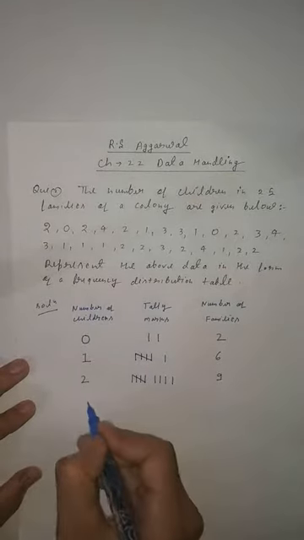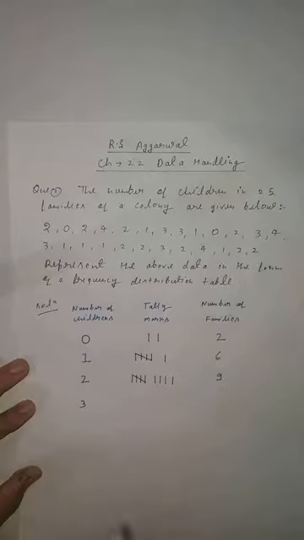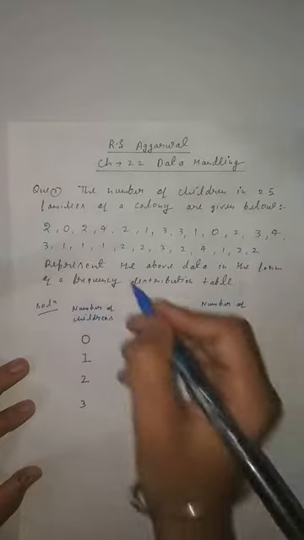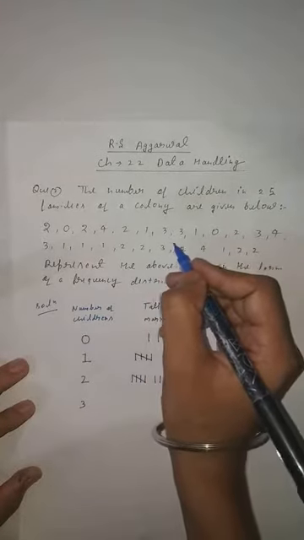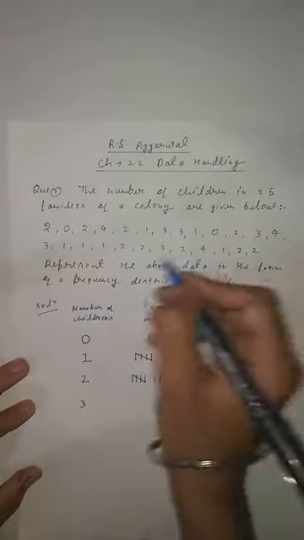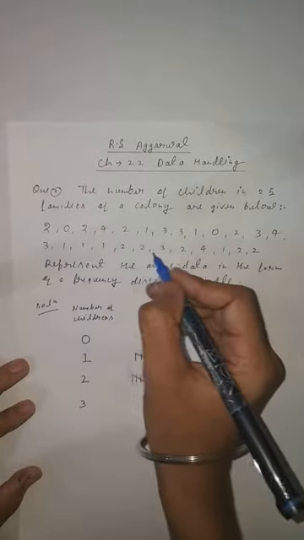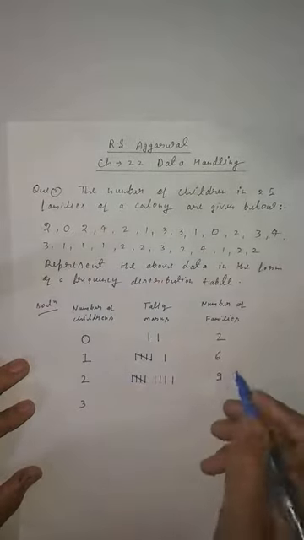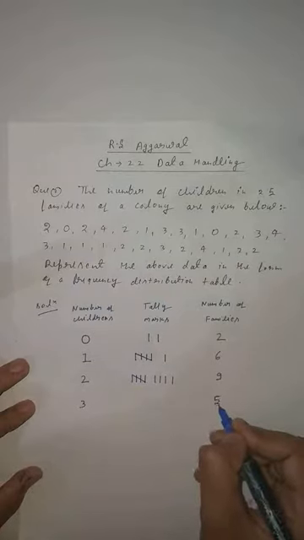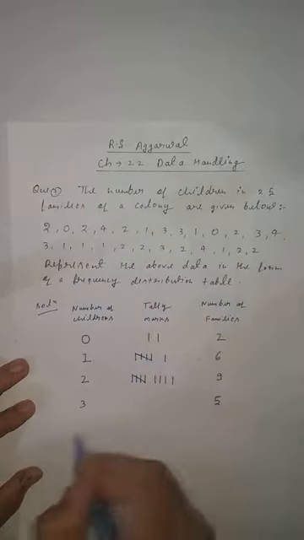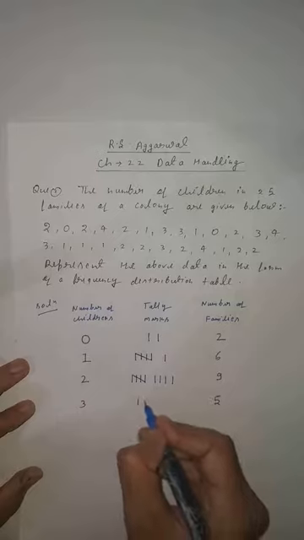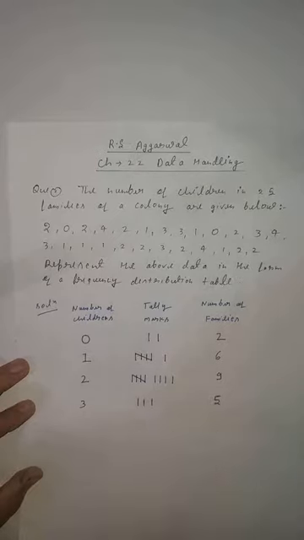Now come to 3. How many families have 3 children? We count 1, 2, 3, 4, 5. So only 5 families have 3 children. We write 1, 2, 3, 4 and 5. So this is very easy.